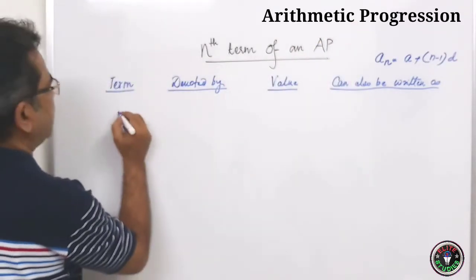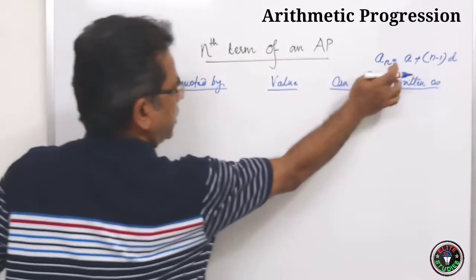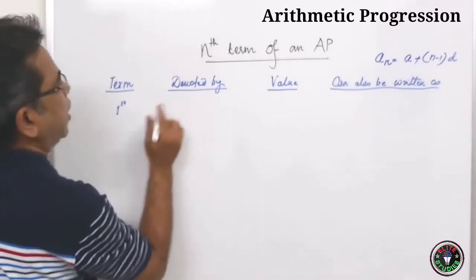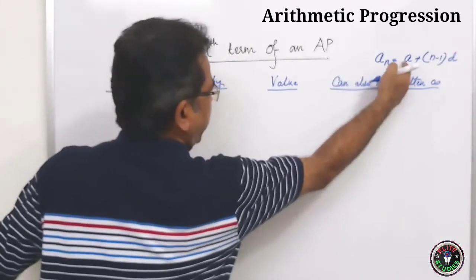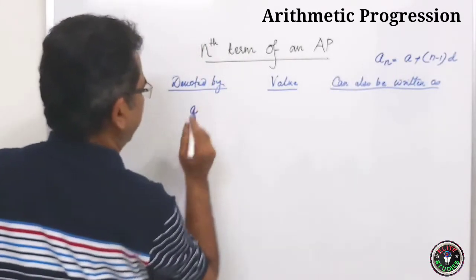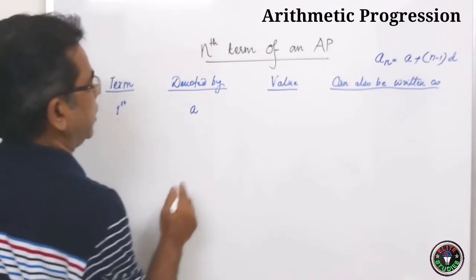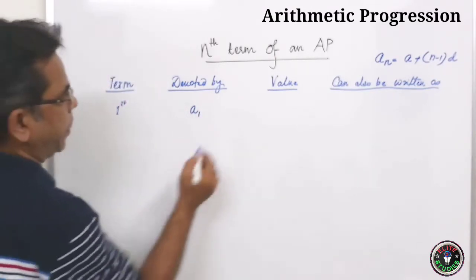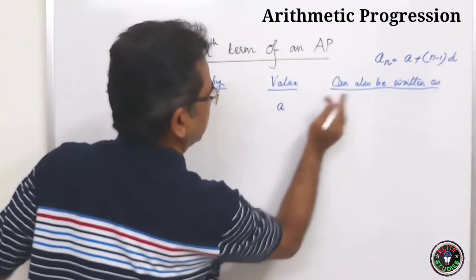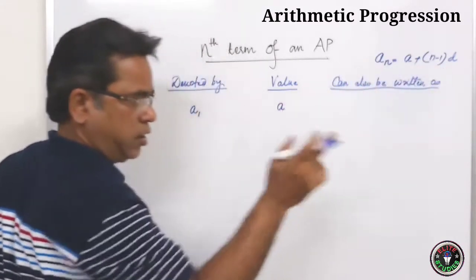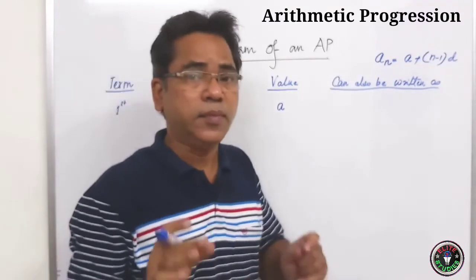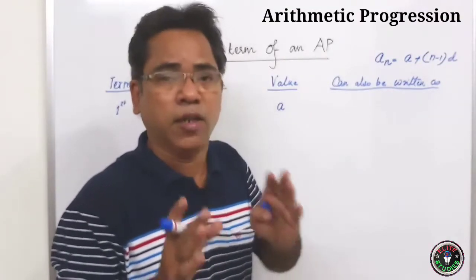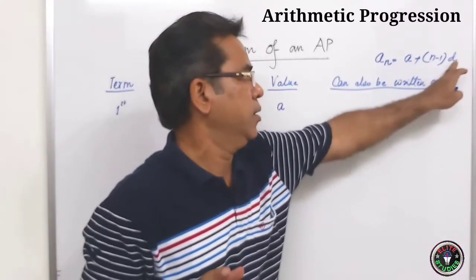Suppose this is the first term. How do you denote the first term? We denote it by a, isn't it? First term is denoted by a1. a1 means first term. Its value we write as a. By convention, the first term in an AP is denoted by small letter a and the common difference is represented by d.